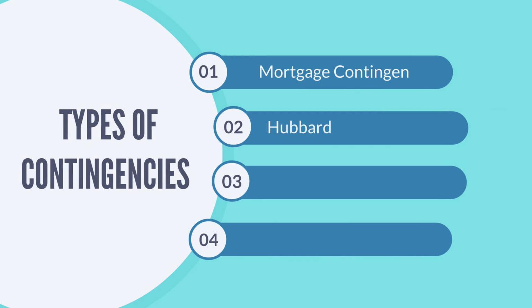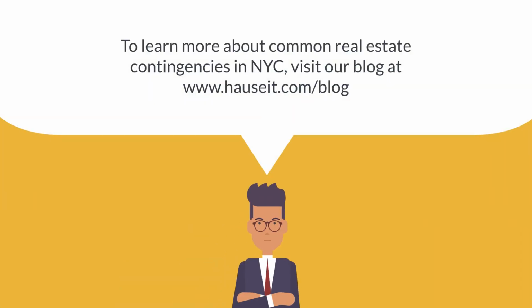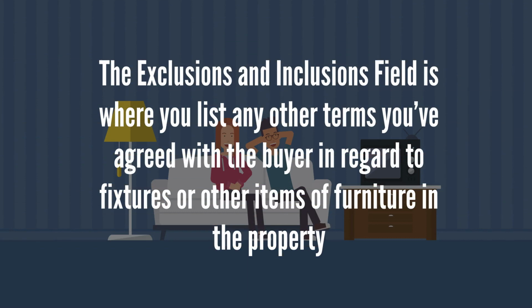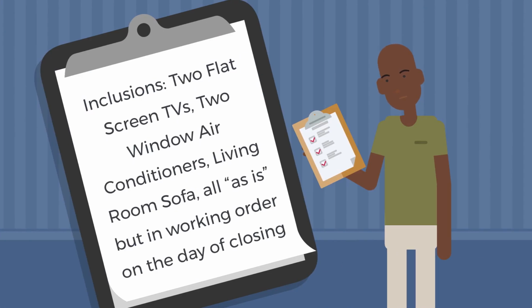There are many types of contingencies aside from a generic mortgage contingency, which include a Hubbard contingency, appraisal contingency, and a funding contingency. To learn more about common real estate contingencies in New York City, visit our blog at www.hauseit.com/blog. The exclusion and inclusions field is where you list any other terms you've agreed with the buyer in regard to fixtures or other items of furniture in the property. Here's an example. Inclusions: 2 flat screen TVs, 2 window air conditioners, living room sofa, all as is, but in working order on the day of closing.